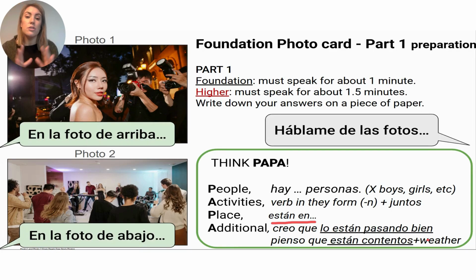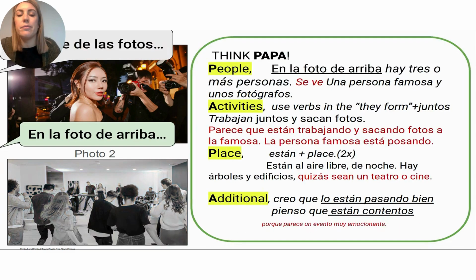So I'm just going to show you model answers, okay? And then if you are back because you did your preparation, then these are my ideas. So see if your ideas are similar.